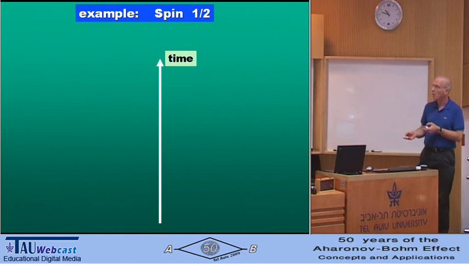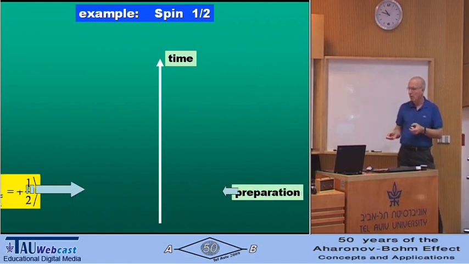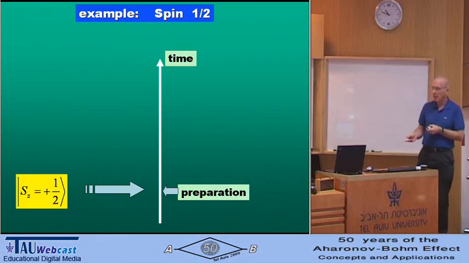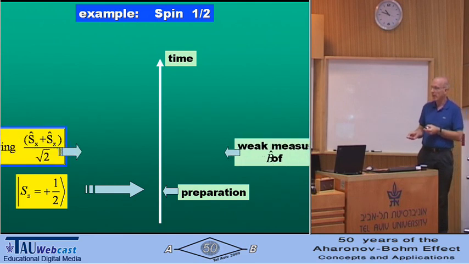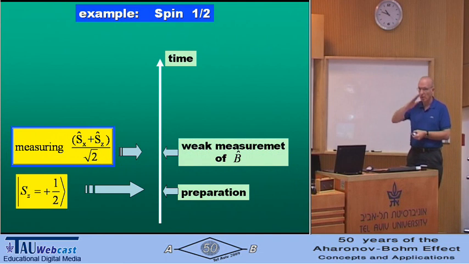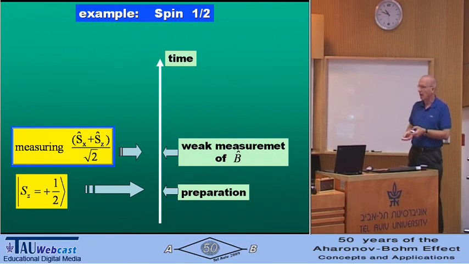Let's see how this works, and this is a canonical example of an application of a weak value protocol. We have a beam of spin half particles which do not interact. We prepare each of these particles in a pure state, Sz up, Sz equals plus a half. At a later stage, we weakly measure the spin projection in the 45 degrees in the XZ plane, and then we write down the result.